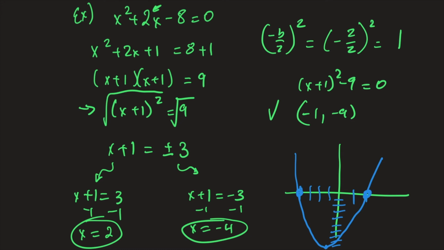The only question we didn't answer is what is the y-intercept? And to get the y-intercept, all I have to do is plug in 0 for x. And when I do that, I'm going to get 0 comma negative 8 being my y-intercept, which means there's a point here, 0 comma negative 8, that crosses the y-axis.